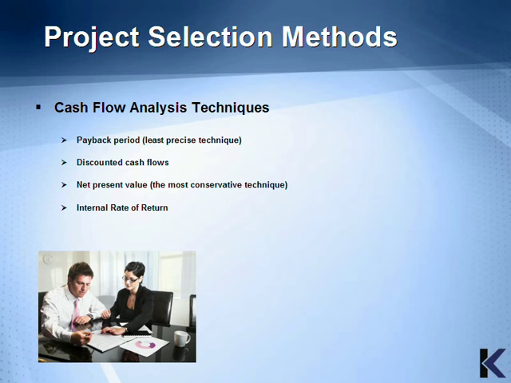This section continues the discussion of project selection methods and, more specifically, cash flow analysis techniques. The 4 techniques that we'll be reviewing are payback period, which is the least precise technique, discounted cash flows, net present value, which is the most conservative technique, and internal rate of return.